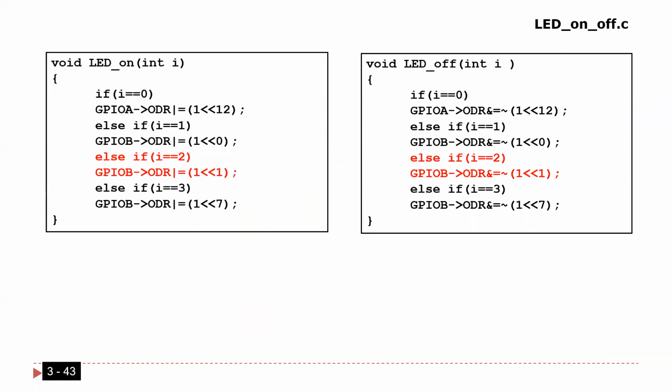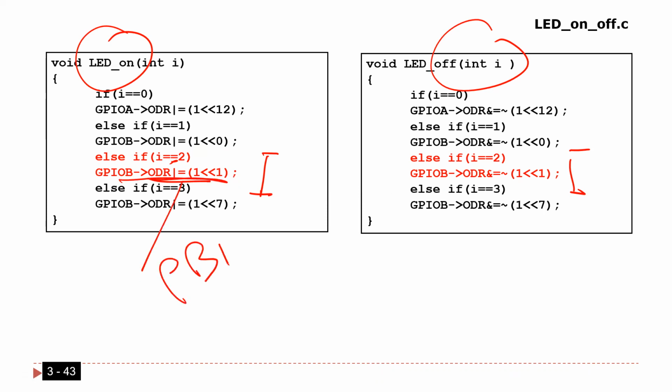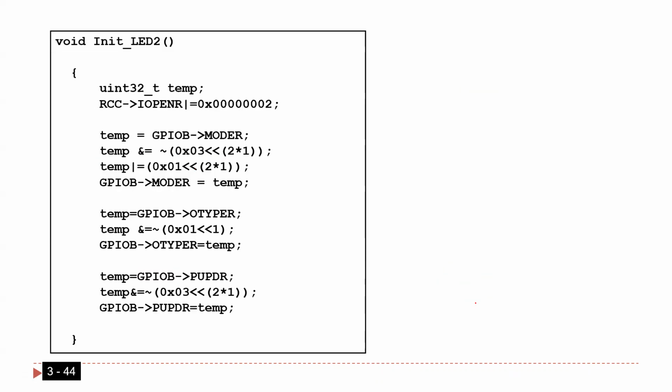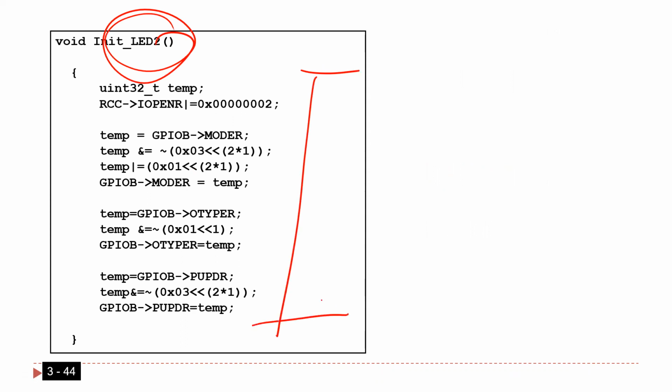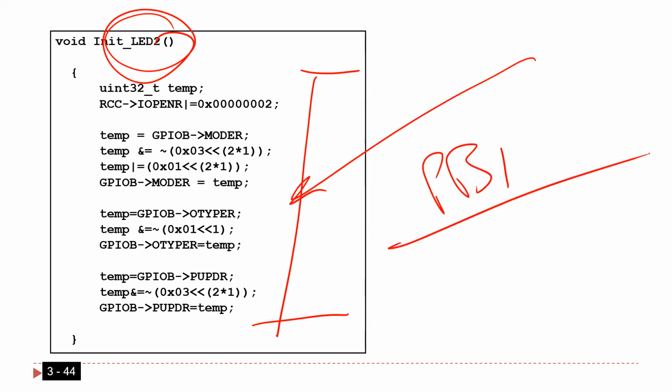Also, I modified this code here so that I'm going to add number 2 here. And number 2, as I told you, again, nothing is new. The only thing here has to be PB1, and also for off it has to be PB1. Any questions? This is the initialization. Again, nothing is new. This is similar to what we did before. The only difference is that this one is going to be the initialization for PB1.